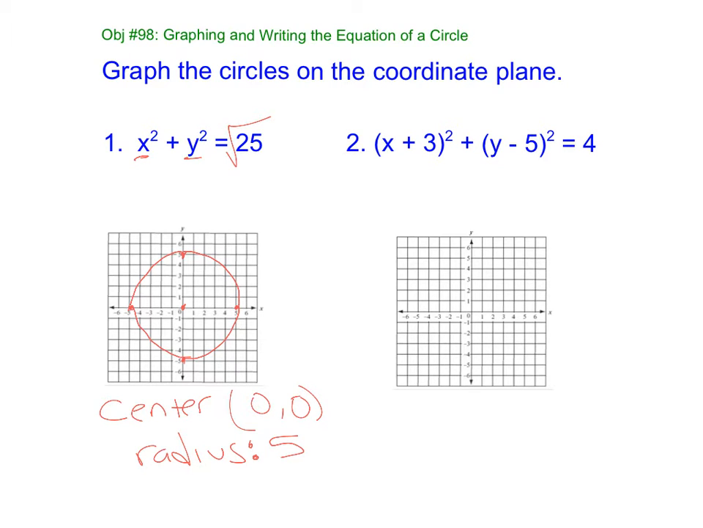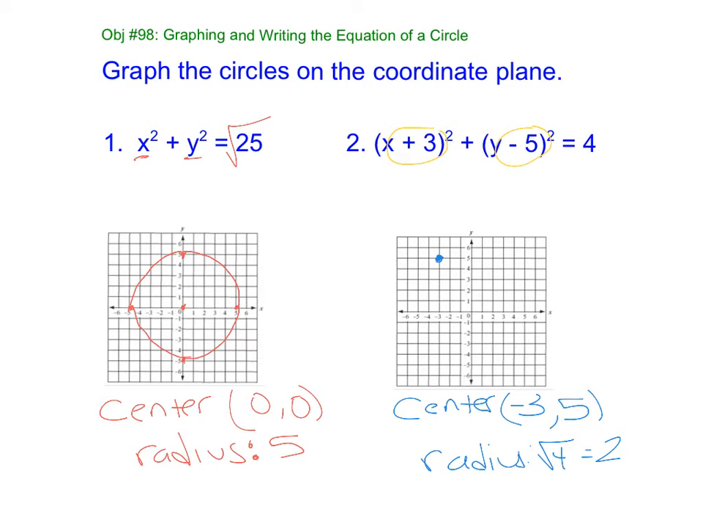All right, number 2, my center. This one has parentheses, so remember we're going to change the sign. So if I have positive 3, that becomes a negative 3. I have negative 5, that becomes positive 5. And my radius, we take the square root of 4. You always take the square root of the number by itself. So I'm going to plot negative 3, 5. 1, 2, 3, 4, 5.